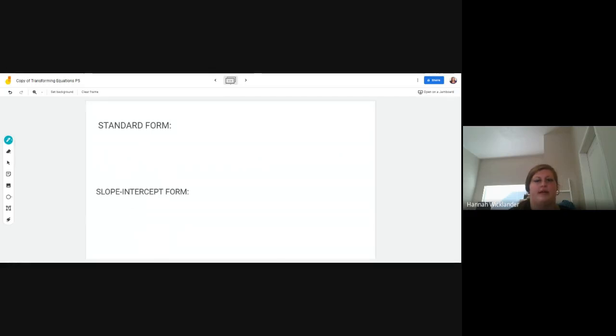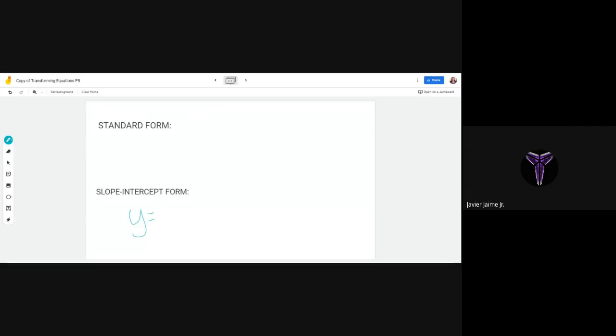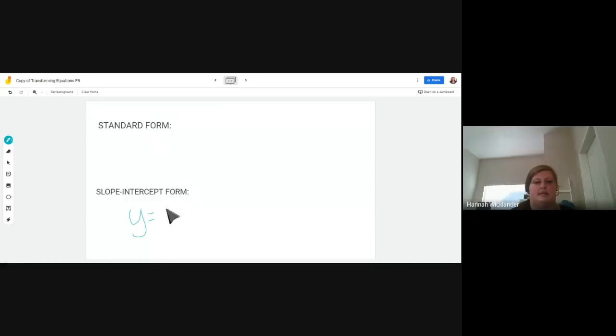Here, I'll start it for you guys. It's y equals, and then you type the rest in the chat. Slope-intercept form, the one we've been using pretty much this whole chapter. Y equals mx plus b. Yes, good job, Javi. Thank you. So slope-intercept form, we have y, m is our slope, x, and then b is our y-intercept.